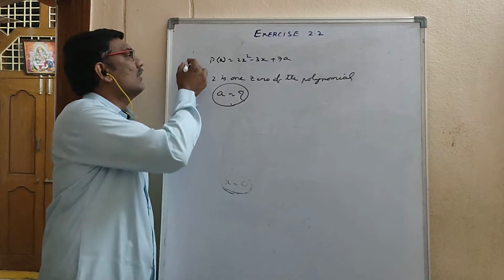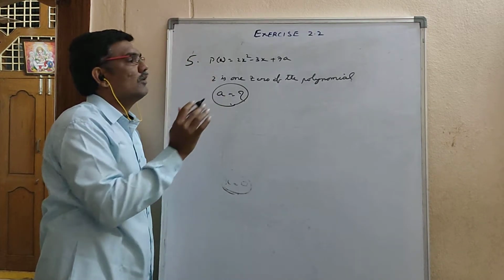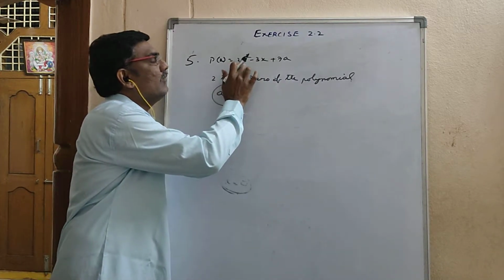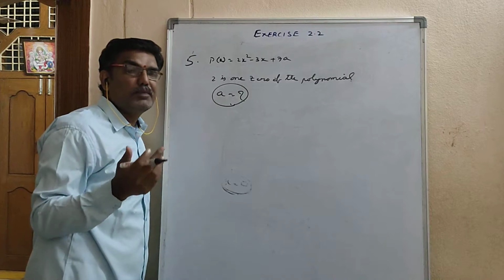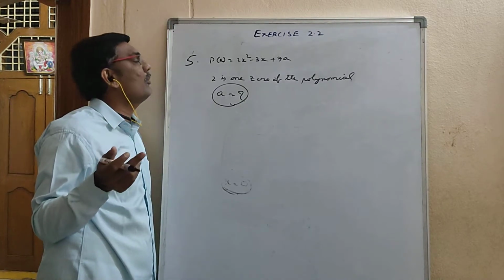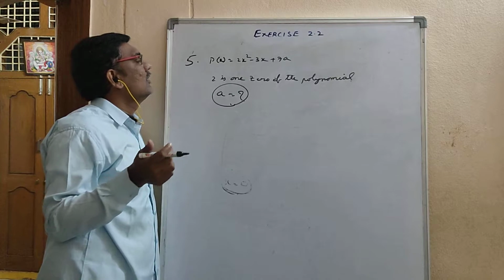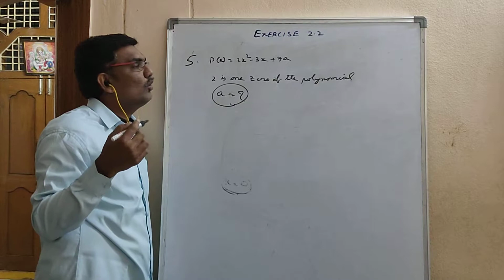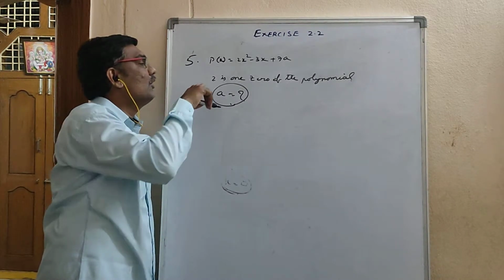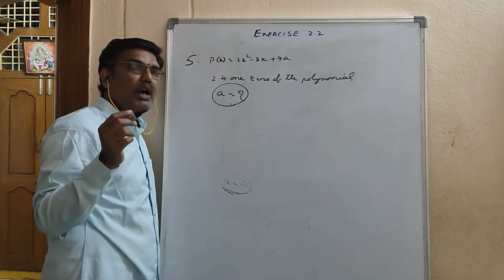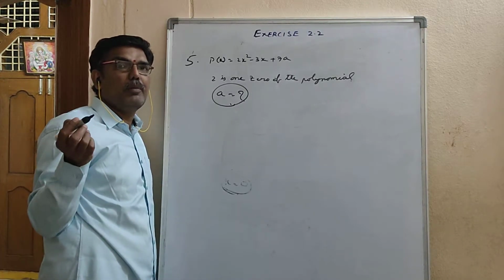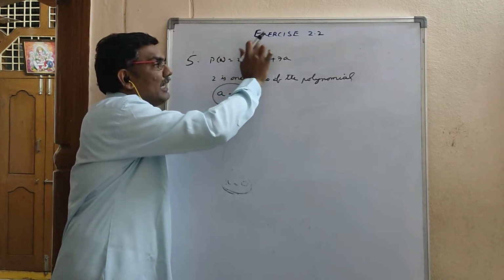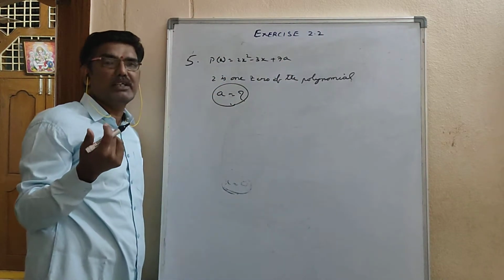Now try to understand the question first. It is a polynomial. The degree of this polynomial is 2. So this polynomial is called a quadratic polynomial. Then in this quadratic polynomial, how many zeros will be there? 2 zeros will be there. One zero is given. I said, what is the definition of zero of the polynomial? In place of x, if you substitute 2, the entire value of this polynomial becomes 0.